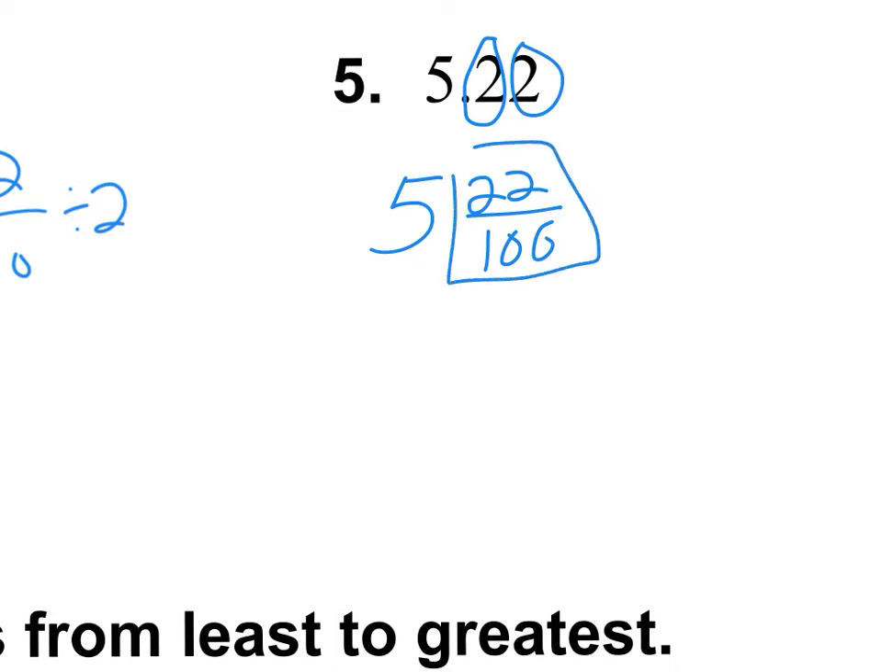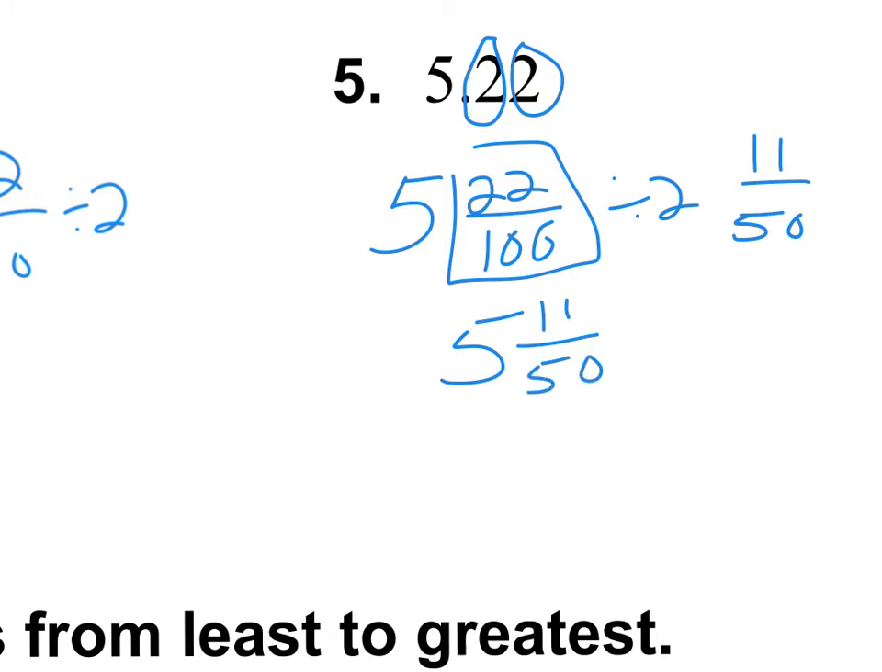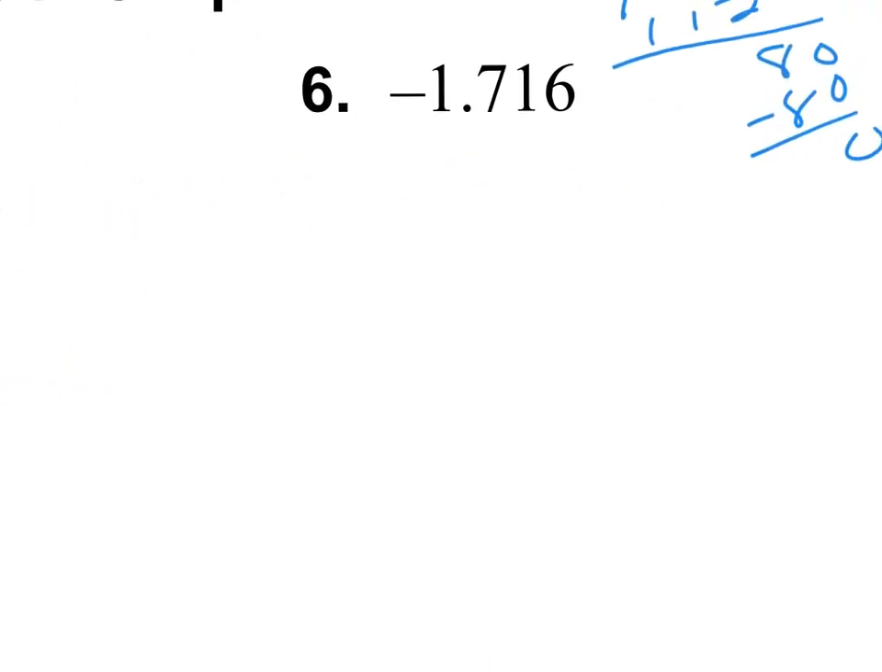Does anything go into 22 and 100? Yes, 2 does. They're even. So 22 divided by 2 is 11. 100 divided by 2 is 50. So I still have a 5 and 11 50ths. And that is my answer. 11 50ths does not go any lower. Make sure there is no negative. There isn't, so I don't have to add that. That is your answer. Alright, moving on.